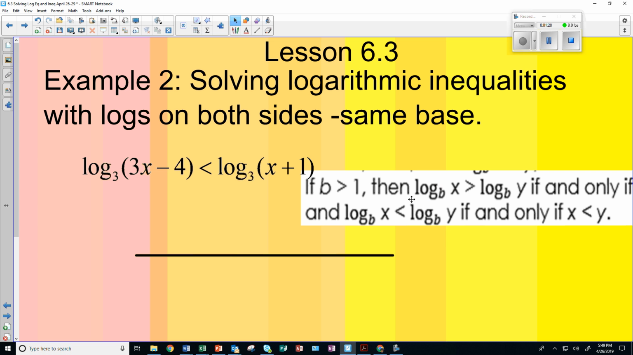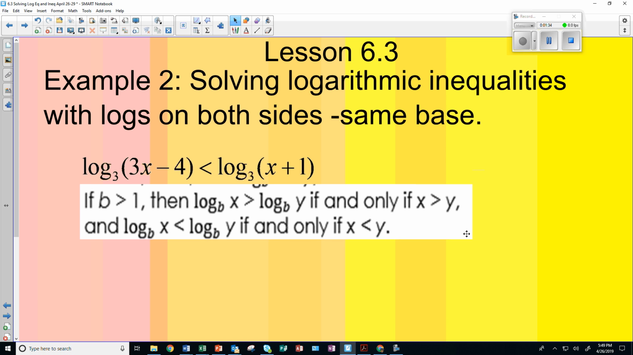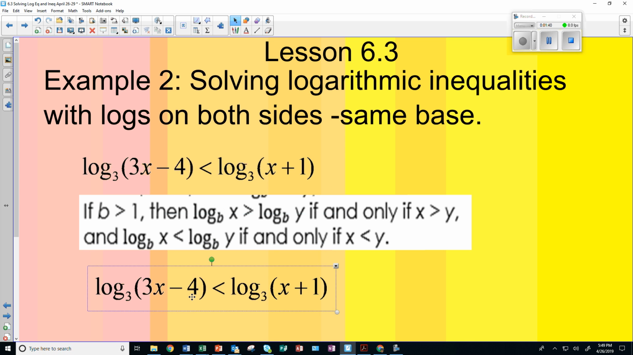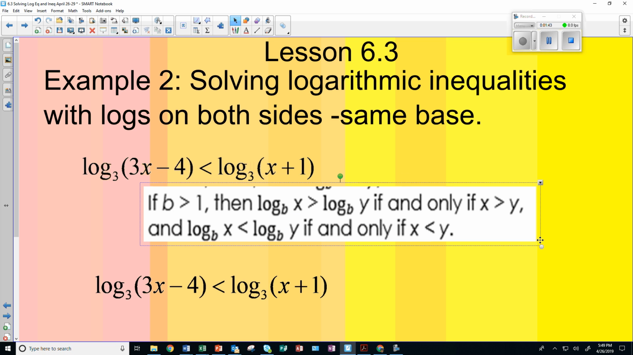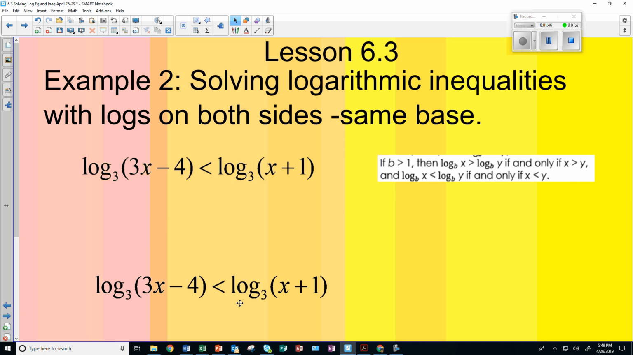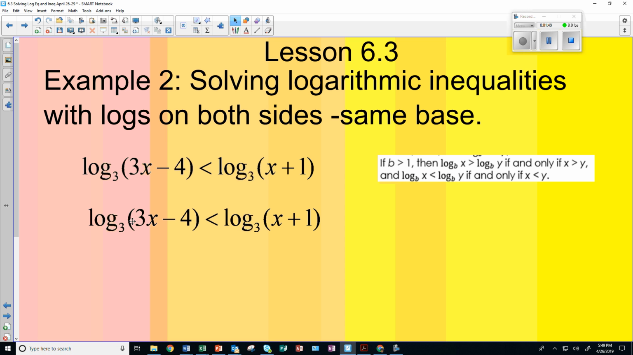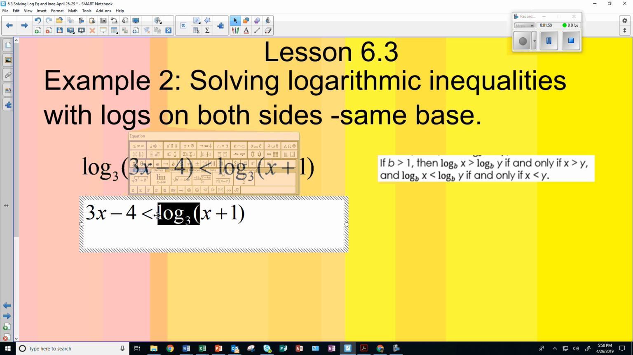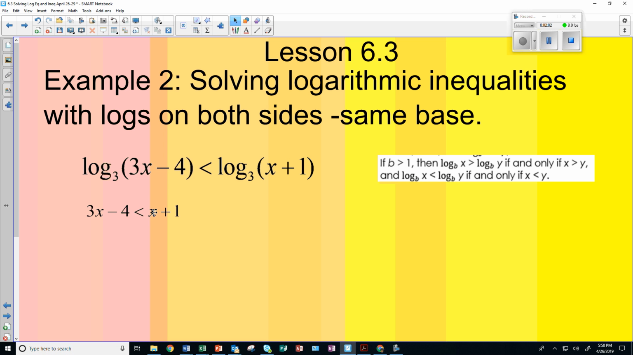Okay, so let's move that out of the way. What does that mean? If this is true, then the only way that's true is if this is true. So you essentially end up just dropping the logs. That's what that says. So this is simple algebra. Let's go ahead and solve this.